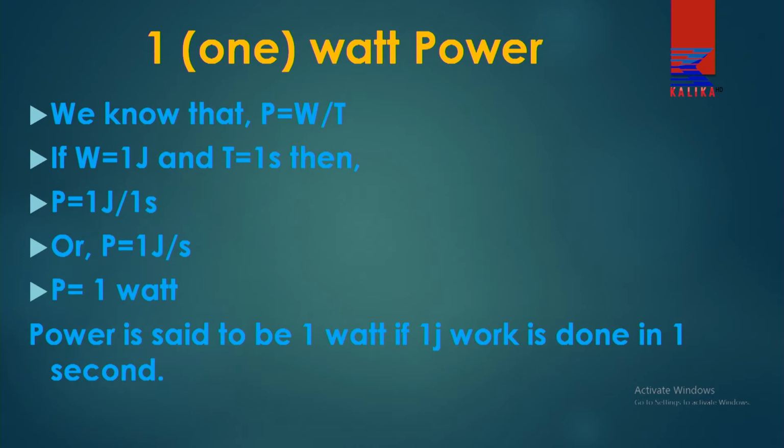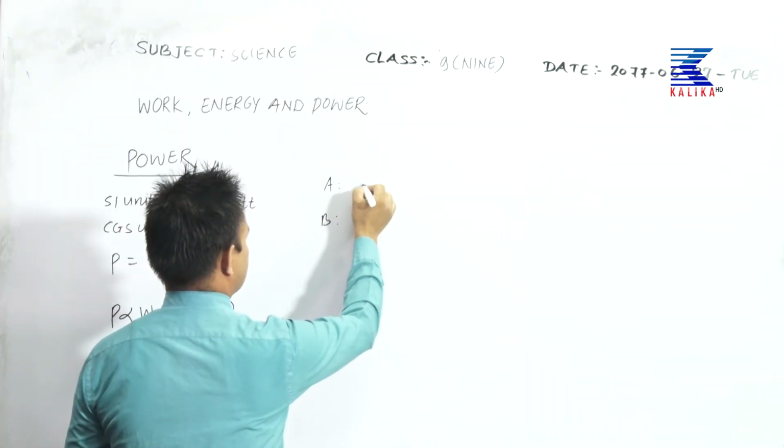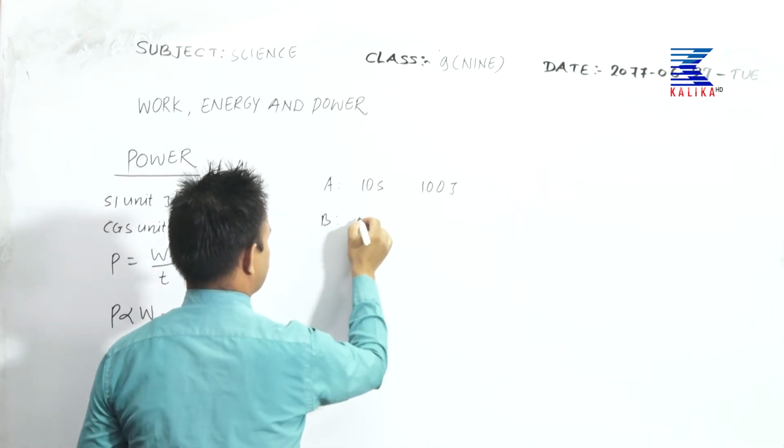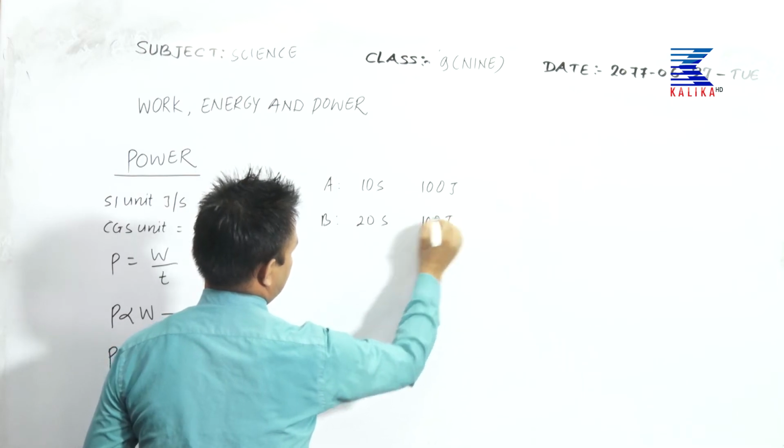I think you understood. Two machines doing the same work can have different powers. For example, machine A, machine B. Machine A took 10 seconds to do 100 joule work. Another machine took 20 seconds to do the same work, 100 joule work.